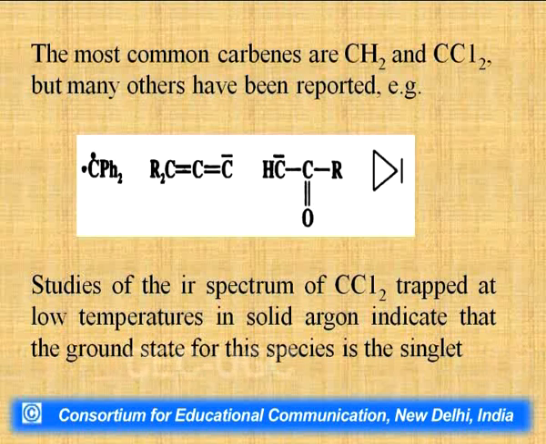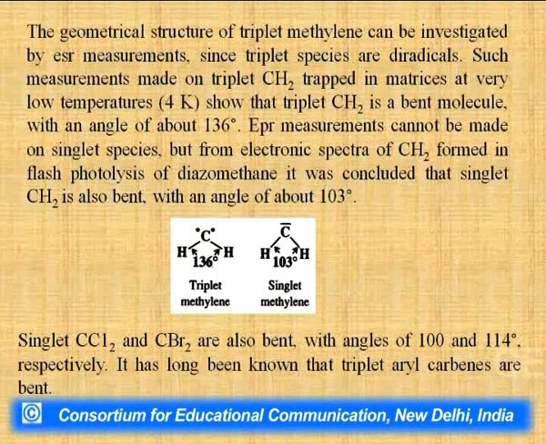Studies of the IR spectrum of dichlorocarbene trapped at low temperatures in solid argon indicate that the ground state for this species is the singlet, which we have already proved by the reaction. The geometrical structure of triplet methylene can be investigated by ESR measurement, electron spin resonance measurements.